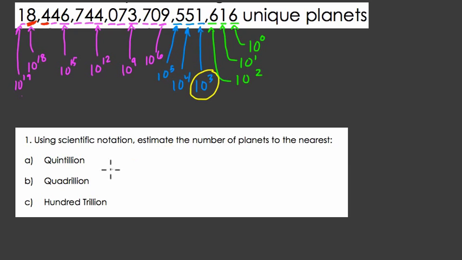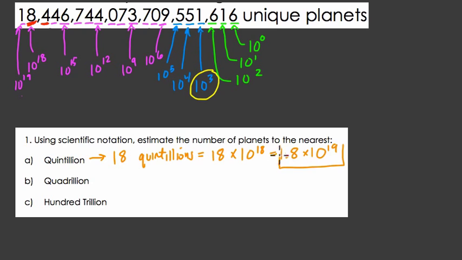Anyway, that means here that to round this to the nearest quintillion, we could say it's 18 quintillions. And now quintillions are 10 to the 18th. So this is 18 times 10 to the 18th. To get it in scientific notation, we can divide 18 by 10 to get 1.8 and multiply 10 to the 18th by 10 to get 10 to the 19th. And this would be our number right here, to the nearest quintillion.